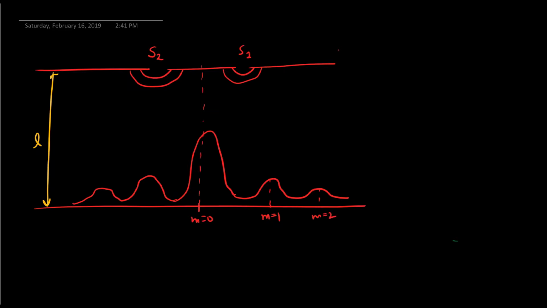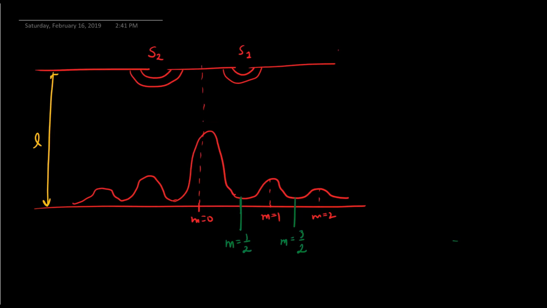Okay, likewise, we see that every half integer corresponds to an intensity minima. Okay, now what's the equation that models the positions of all these maximas and minimas?